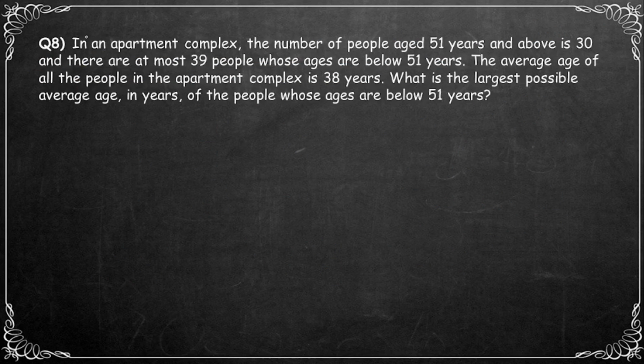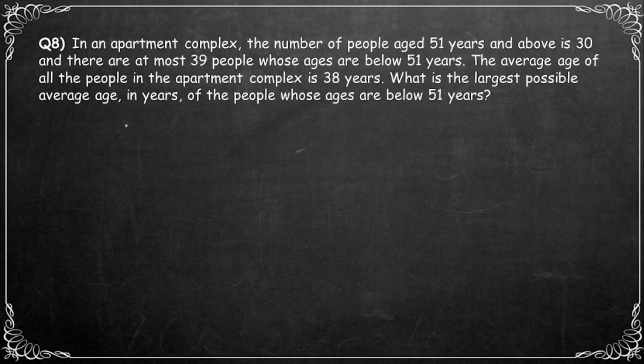Question 8. In an apartment complex, the number of people aged 51 years and above is 30, and there are at most 39 people whose ages are below 51 years. The average age of all the people in the apartment complex is 38 years. What is the largest possible average age in years of the people whose ages are below 51 years?